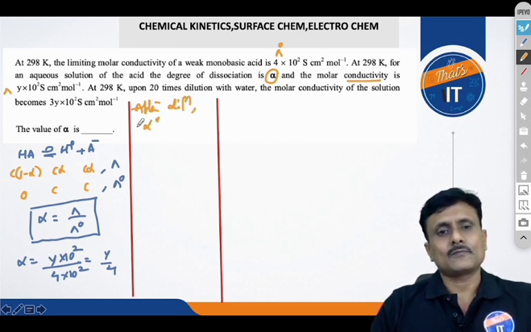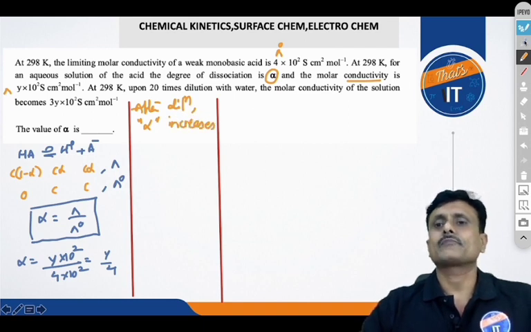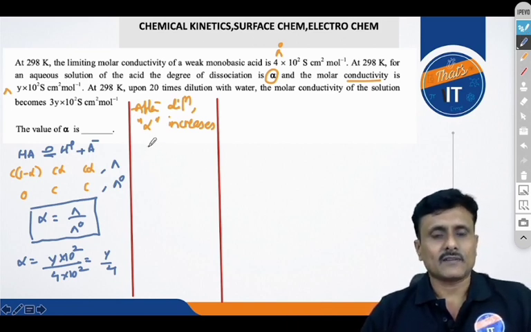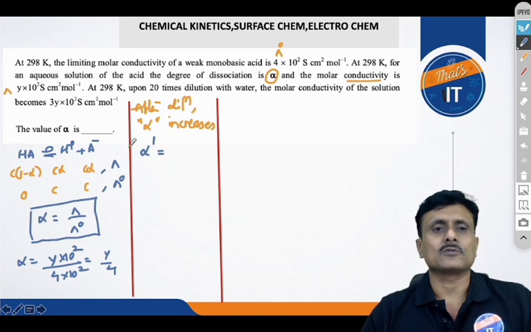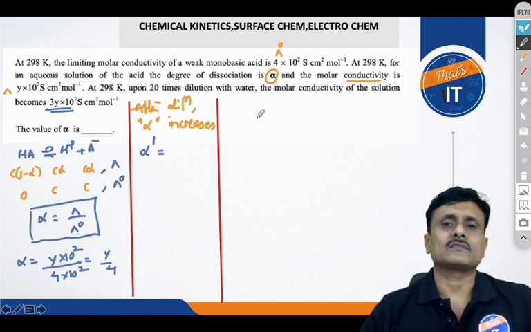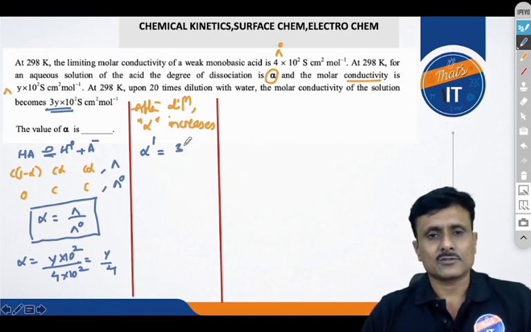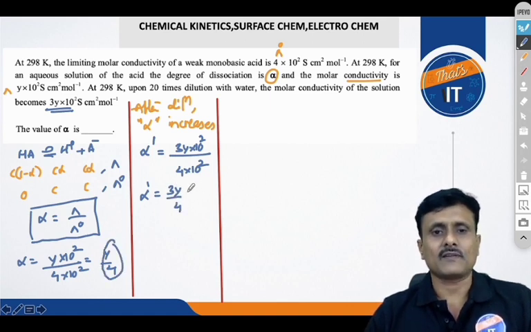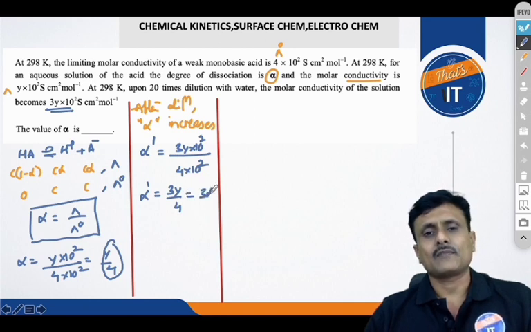The alpha value, degree of dissociation, increases according to Ostwald dilution theory, isn't it? Now, what's happening here is that the alpha value, I'll call this alpha dash, is equal to, you can see that lambda value is 3y into 10 power 2 divided by lambda naught, which remains constant, 4 into 10 power 2. So, alpha dash is equal to 3y by 4. So, you can see that y by 4 is alpha, so that is 3 times alpha.